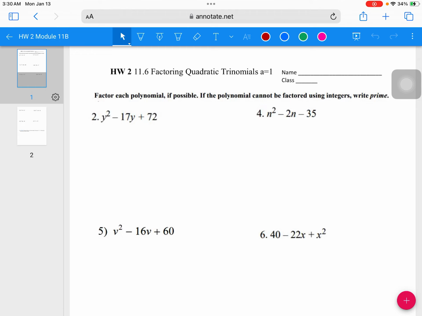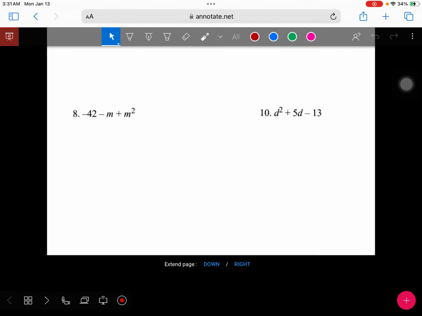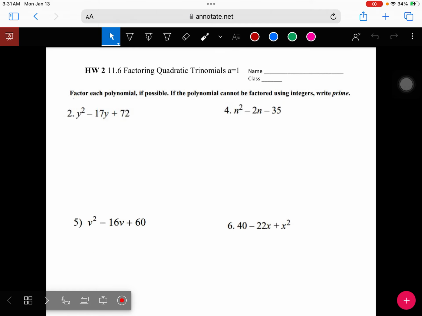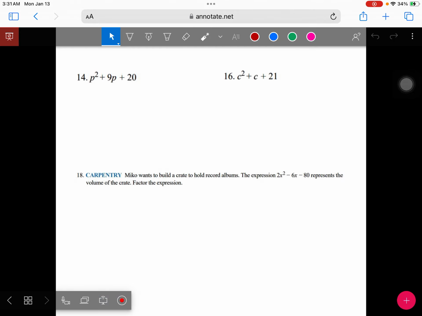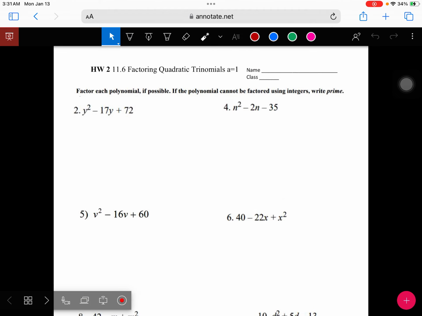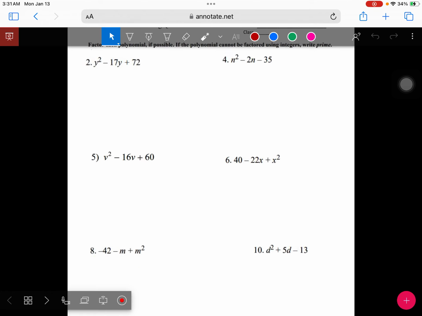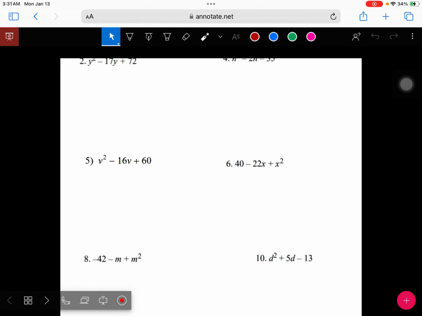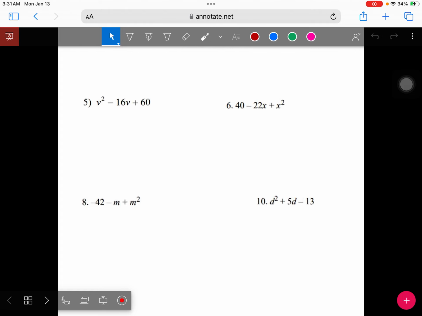Yes. So factoring quadratics, trinomials where a is equal to 1. So you have 6 problems here on the front and 5 problems on the back. And it says factor each polynomial if possible. If the polynomial cannot be factored using integers, write prime. So if they cannot be factored, if you can't think of values that would work, then write prime.